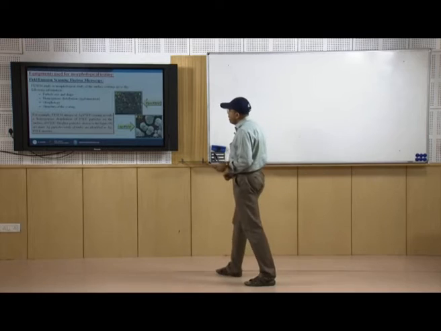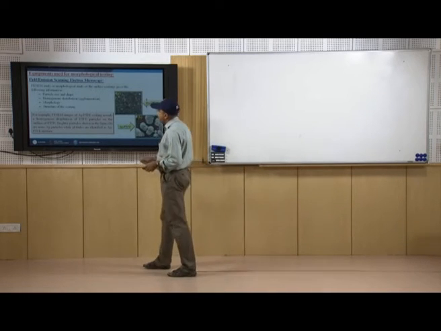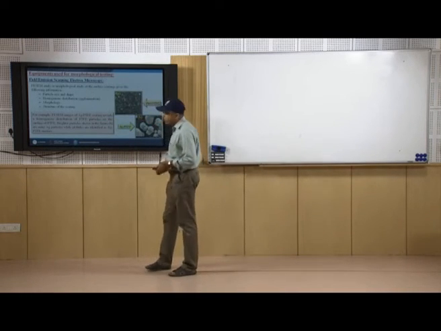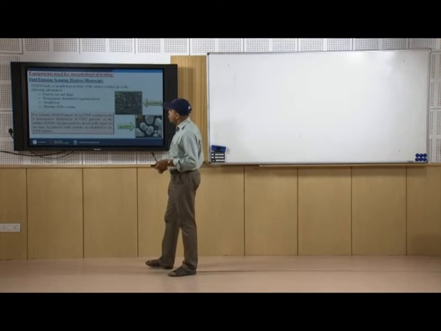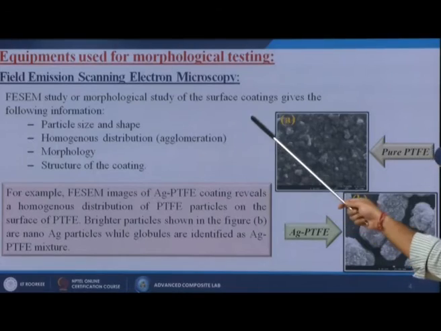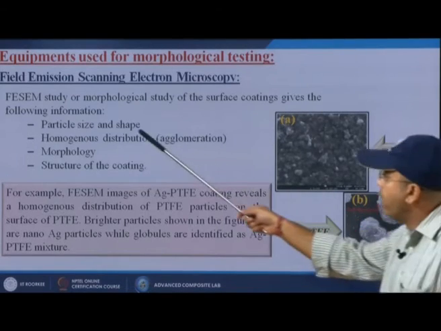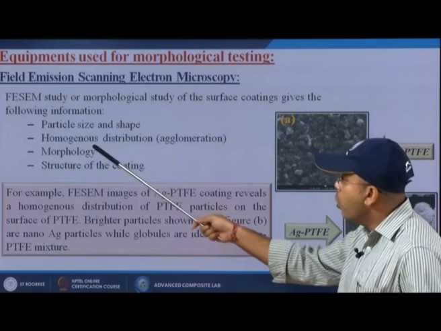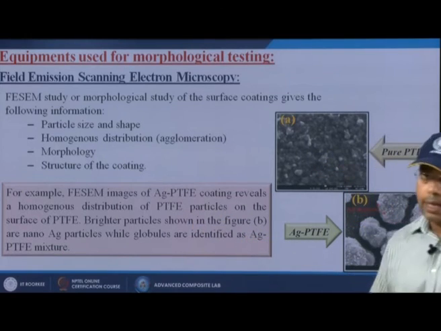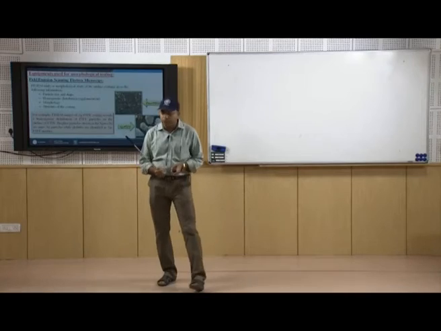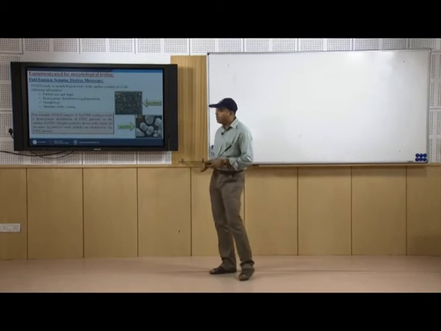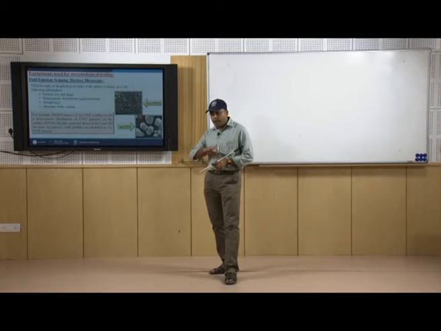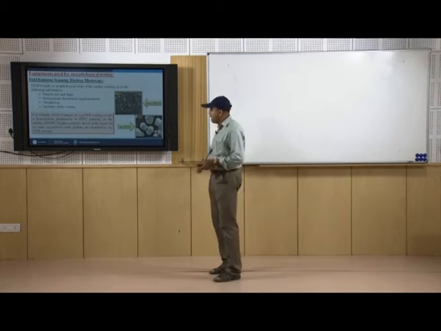So first, equipments used for the morphological testing, that is called the field emission scanning electron microscopy, or in short form it is known as the FESEM. So FESEM study or morphological study of the surface coatings gives the following informations: particle size and shape, homogeneous distribution, is there any agglomeration present inside the composites or not, then the morphology of that whole structure and the structure of the coating, means after coating how the nanoparticle is behaving onto the material surface.